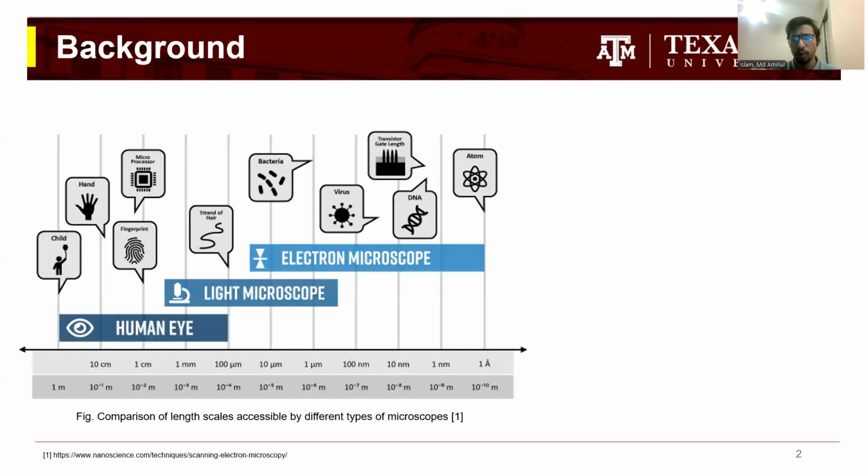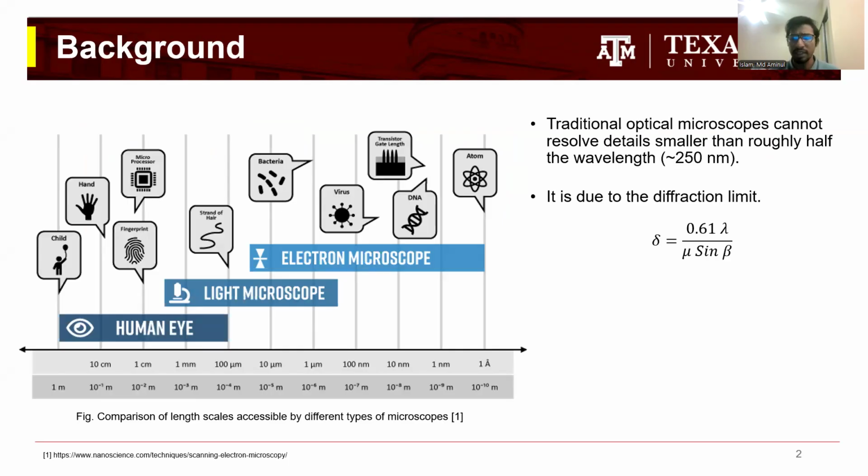In the following figure, we can see the resolving powers of various types of microscopes. From the figure, it is clear that the resolving power of an optical microscope is around 250 nanometers. That is around half of the wavelength of visible light. The resolving power is limited due to the diffraction limit. Electron microscopes were developed to observe features that are smaller than this limit.